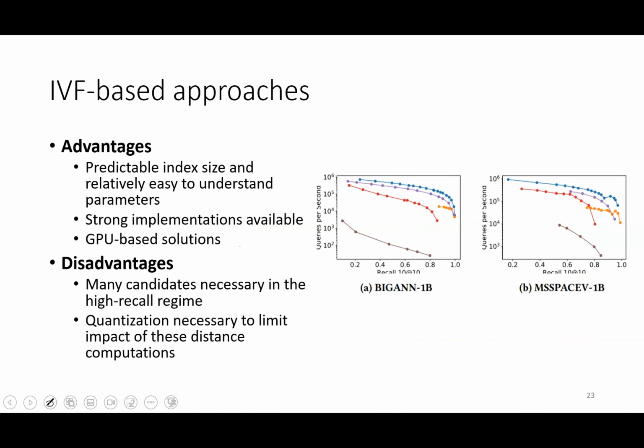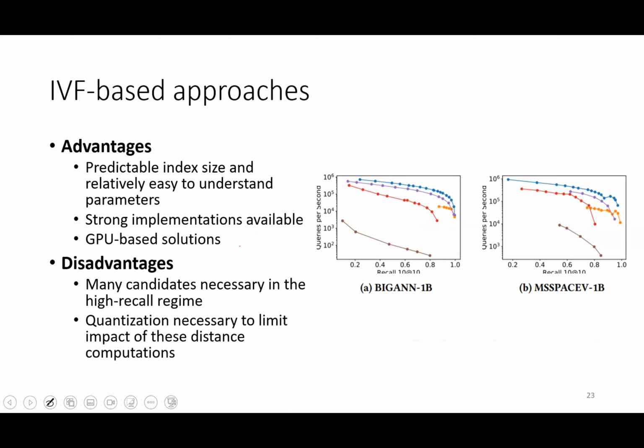All right, what are advantages here? You get a very predictable index size. It's just centroids plus the number of points, a tiny index. You have super strong implementations for IVFs. This is an approach that works well on GPUs as well, if you have the capabilities.